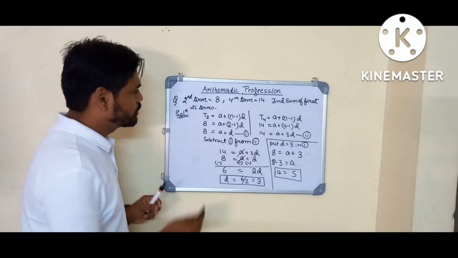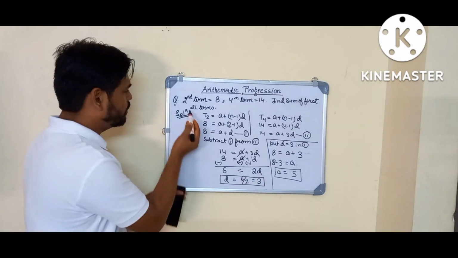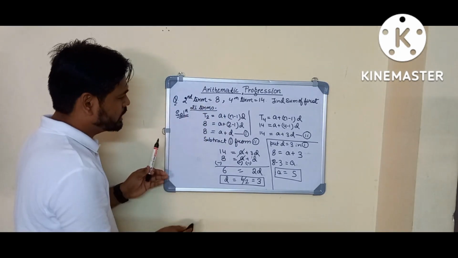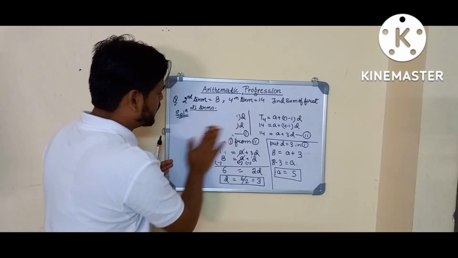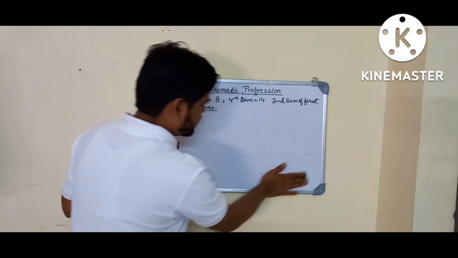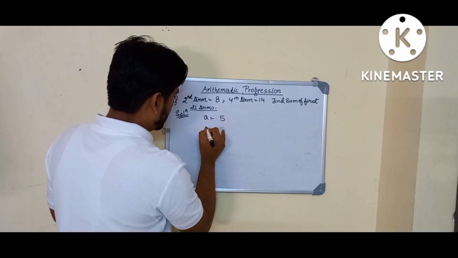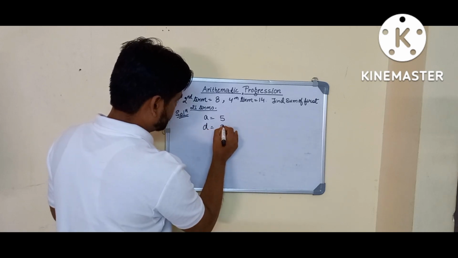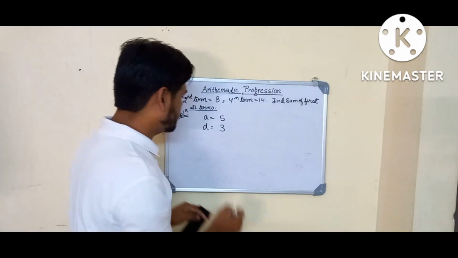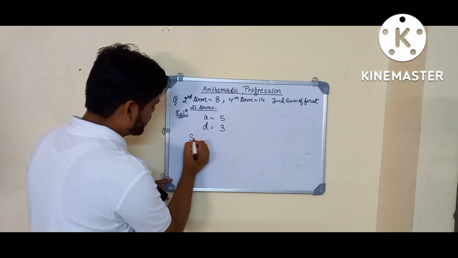Now I will be erasing this so that we can reach the goal. The goal is not only to find a and d. Our goal is to find the sum of the first 21 terms. So we will take this to the next step. This is the first step of the solution. Now see, we have found a equal to 5 and d is equal to 3. So now we will use these two values. Here we have not been given the last term, but the values of a and d are given, so we will use the second formula that we have written.